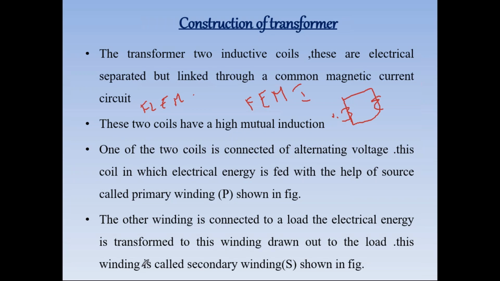These four points are very important, and you have to mention them. The first point is that it has two coils, electrically isolated and magnetically coupled. The second is that the transformer works on Faraday's law of electromagnetic mutual induction. The remaining two points are one for the primary and another for the secondary: we give the input voltage to the primary and connect the load to the secondary. These are the four points you have to write about the transformer.